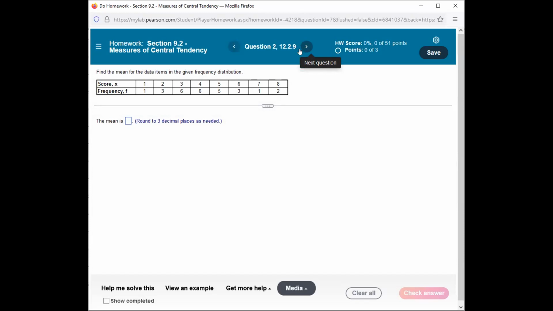Now, when they ask for frequency mean, this one's a little different. There is a long formula for this, but I'm going to show you how to do it on your calculator. The first one is 1 through 8. I'll come back to that in a second.